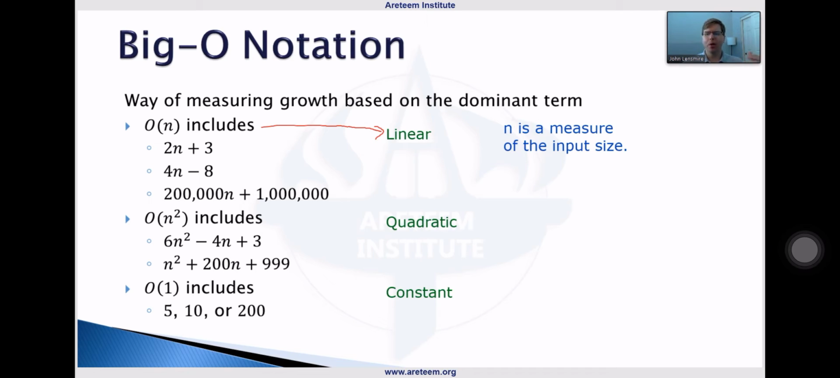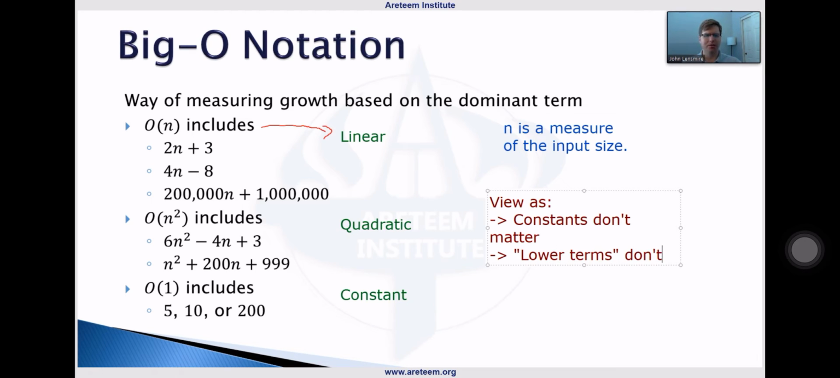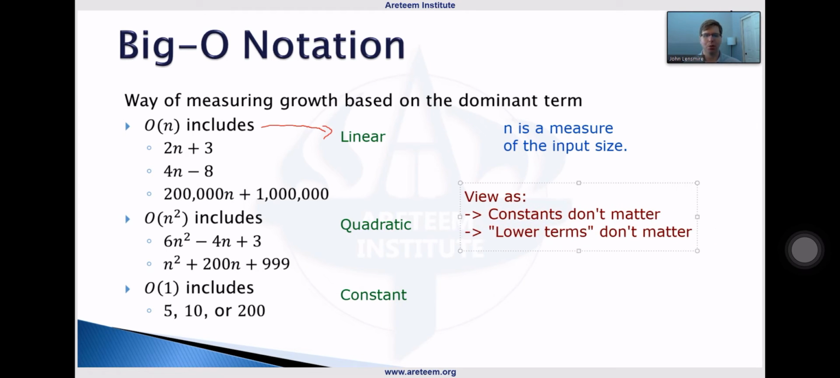So if we're talking about O of n, this would include 2n plus 3, 4n minus 8, also 200,000n plus a million, right? So all of these things here really don't depend on the constants, right? So let me give myself a little bit more room here. But one general idea here is that the constants and lower terms don't matter. So a general way of thinking about this is, constants don't matter. And then we have lower terms, and let me put lower in quotes here because it's not always polynomials that we're talking about there either, right? But these are the ways to think about this Big O notation.